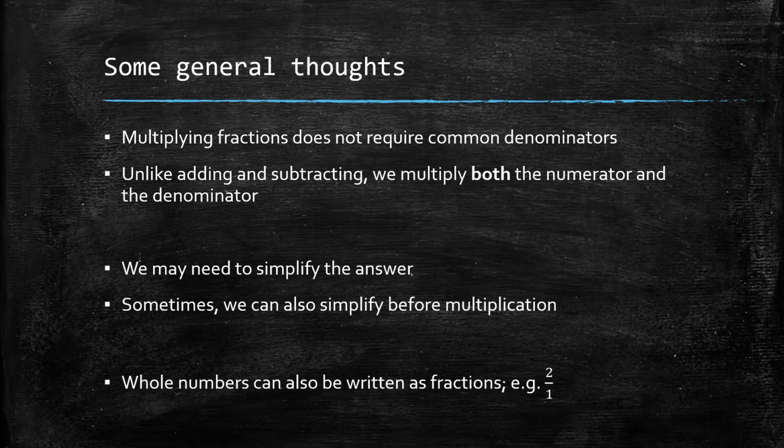And then finally, one thing to keep in mind is you could be asked to multiply a whole number by a fraction, in which case we need to represent that whole number as a fraction, and to do that we use a denominator of 1. So for example, the whole number 2 we can write as 2 over 1, because remember that a fraction bar is just division, and we know that 2 divided by 1 is 2.